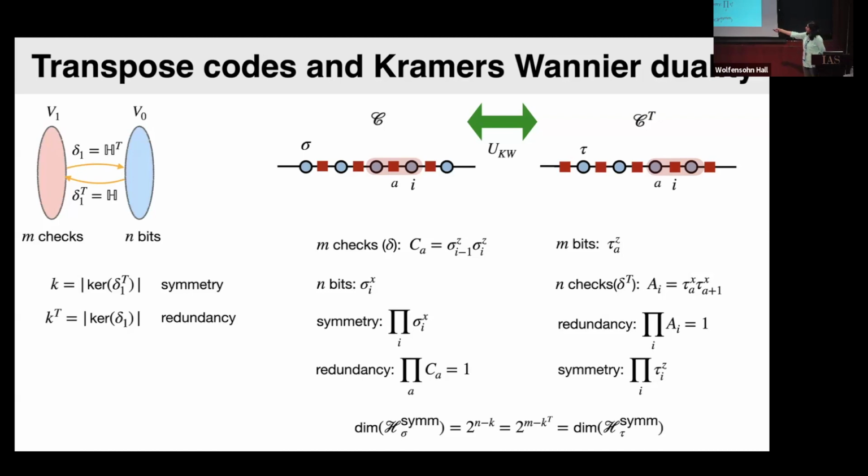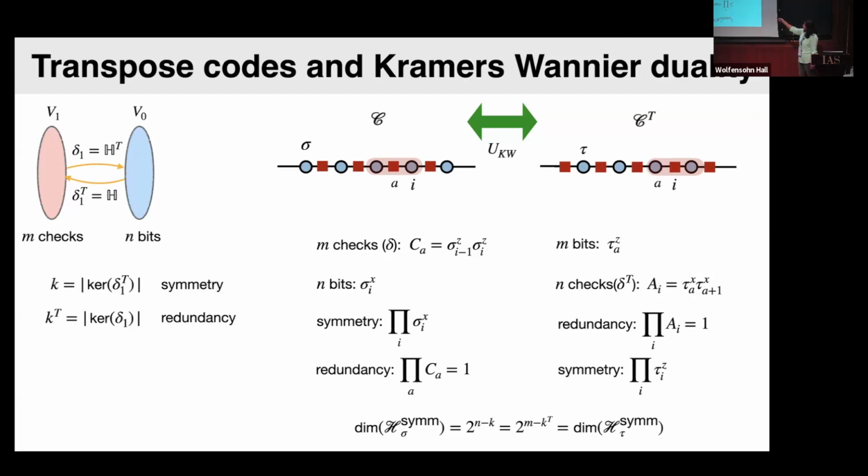And now from our discussion of the maps, what's clear is that the role of this transpose operation is to swap the role of symmetries and redundancies. So something that used to be a symmetry in the original problem becomes a redundancy in the new problem, given that symmetries are defined through the kernel of delta 1 transpose and redundancies are defined through the kernel of delta 1. So if you're swapping these two, you're swapping the role of symmetries and redundancies.